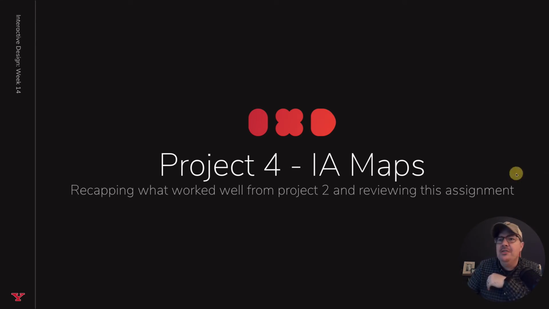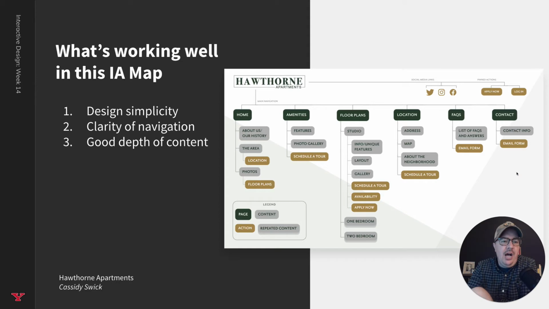Let's jump into the first example. This first example is the Hawthorne Apartments from Cassidy. A few things that I really like about this IA map is the design simplicity. It's one thing I would encourage y'all to consider: in these examples of an IA map, and even the persona to an extent, it's less about the over the top design aspect or the visual itself. It's more about honing in and focusing on the content that's included.